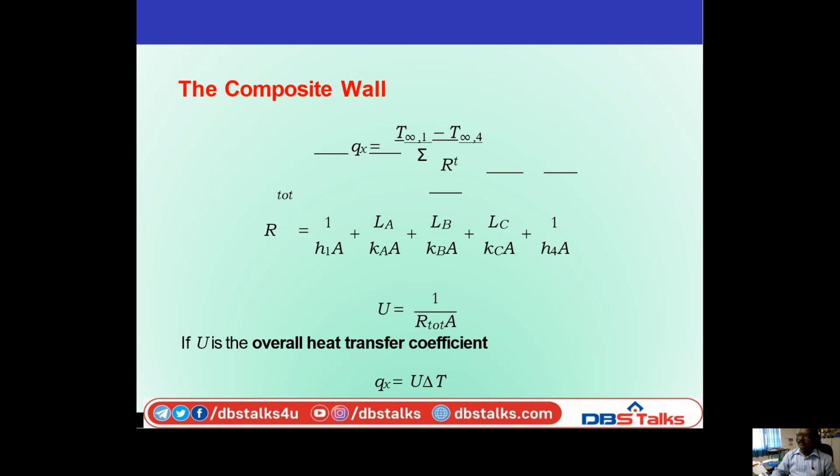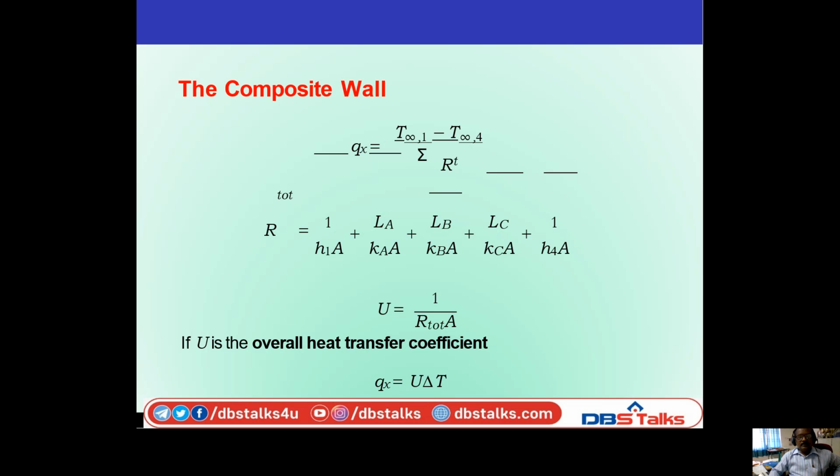how to calculate heat transfer? Simply, heat transfer is nothing but delta T by R. Once you know the total resistance for a composite wall, Q is nothing but delta T, where delta T means starting temperature minus ending temperature, divided by R. Like this, we can find out the heat transfer in a composite wall.